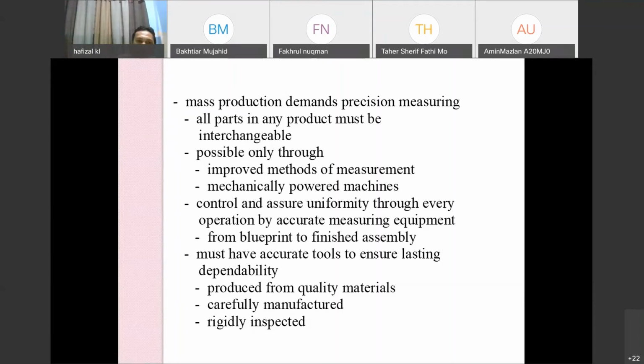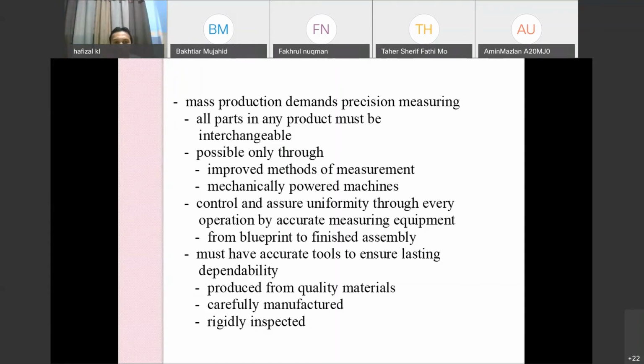It is impossible to test all the products along the production. Let's say 1,000 we need to test. Along the way we have already tested, but for quality control we need to test randomly in order to make sure the product that we produce is precise and accurate. This is possible only through improved methods of measurement.